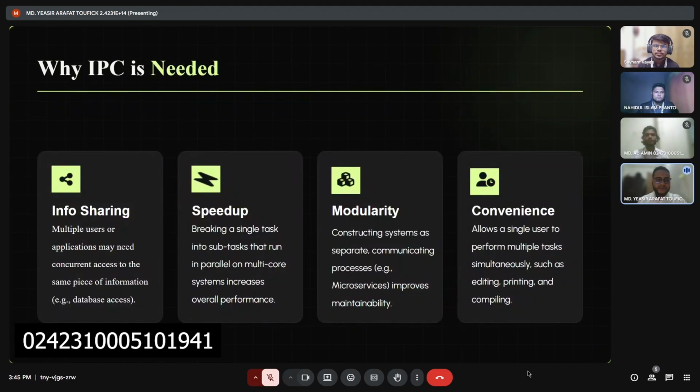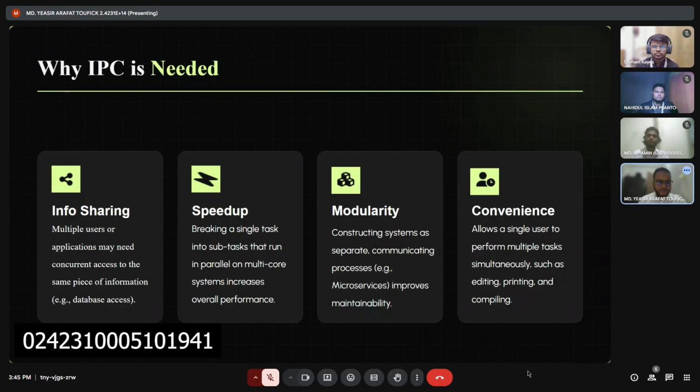So why do we need IPC? IPC is needed in various cases. Everyone can ask why we go through this trouble and why we don't just run one massive program. There are four main reasons we need IPC.